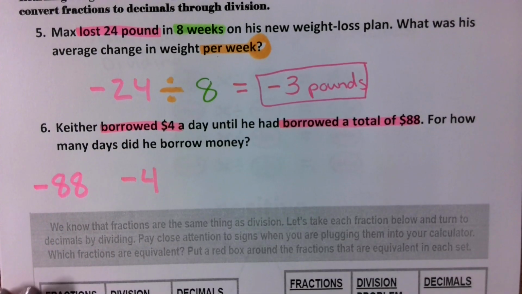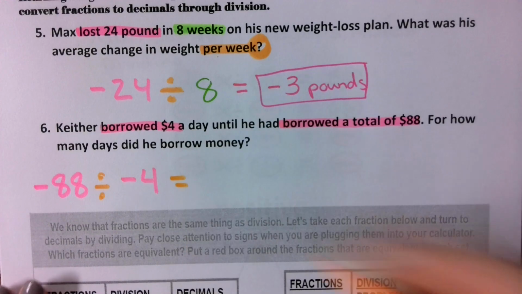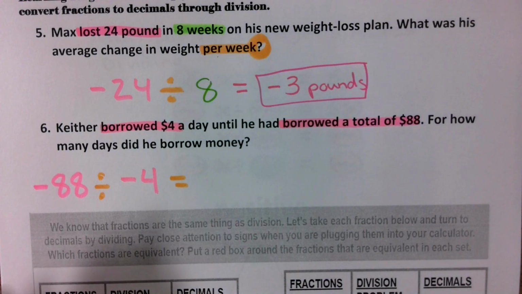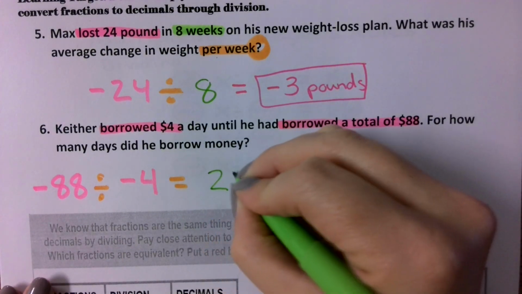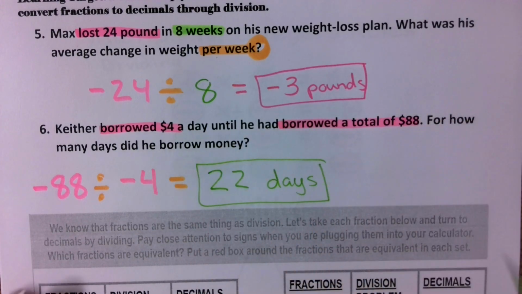What operation are we doing? He did this for until he had a certain amount. What is it going to be, William? Not quite. Division. It's division, right? He did this for a number of days until he had a total of this amount, right? We want to know how many total days he had. So this is going to be a division problem. Now, negative divided by negative is going to come out to a positive. We're going to have 22 days. Remember, days is always positive.